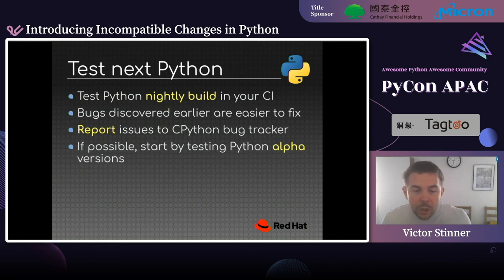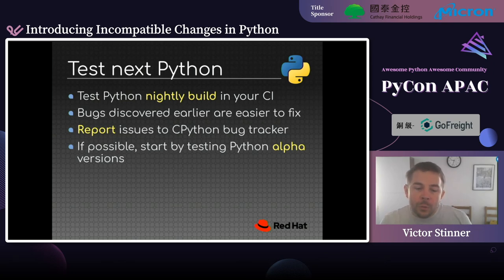So just to finish, I would like to ask you to do something for me. Please try to test the nightly build of Python in your CI, because nowadays more and more people are testing their project automatically, and they want to check for regression as soon as possible.